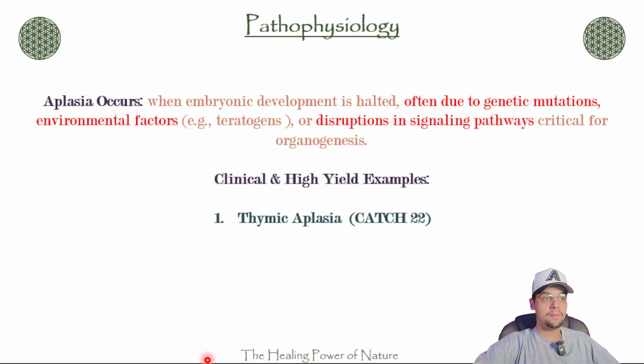So what is thymic aplasia? Well, we know it's aplasia, without formation of the thymus. All right, so failure of the third and fourth pharyngeal pouches in development leads to absence of the thymus and parathyroid glands. Clinical features would include immunodeficiency due to T cell deficiency, because the T cells mature in the thymus.